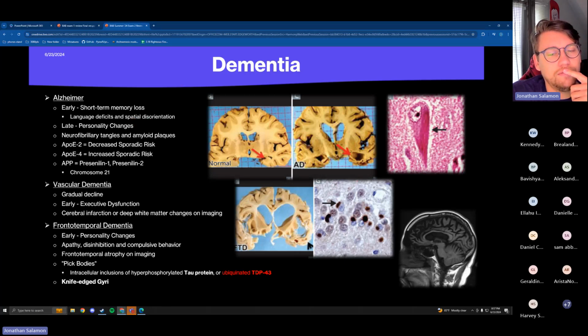Definitely know the histo for this stuff. Know the histo and know the raw slices for these things. Vascular dementia, you'll see a gradual decline over time. They'll give some indication that the patient has had a lot of cerebrovascular incidents. Frontotemporal lobe dementia, this is when you get very rapid personality changes. You get these Pick bodies. It's important to know that the Pick bodies are tau protein or TDP-43. This is a very specific type of FTLD. And then you get the knife-edge shrinkage.